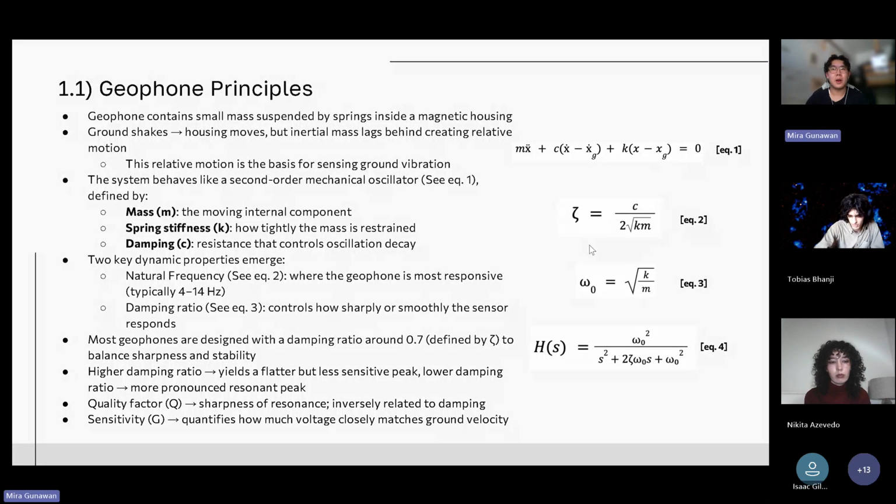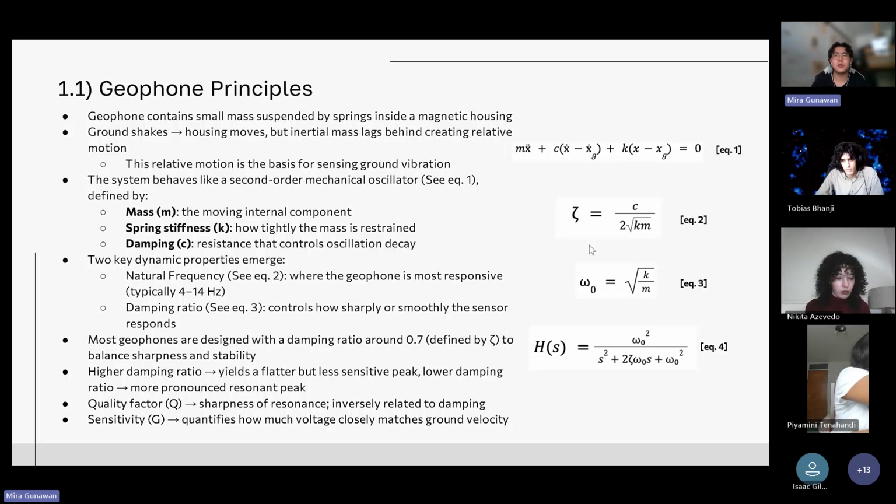Okay, so at the heart of every geophone lies a simple yet powerful mechanism, a small mass suspended on springs surrounded by magnets. When the Earth moves, the housing shifts with the ground, but the suspended mass resists that motion due to inertia. This creates a relative displacement between variables xr and xg, between the sensor mass and the ground. We capture that dynamic with a second-order differential equation, equation 1, shown over there, where m is the moving mass, k is the spring stiffness, c is the damping coefficient, xr is the mass displacement, and xg is the ground displacement. From this equation, two fundamental sensor characteristics emerge.